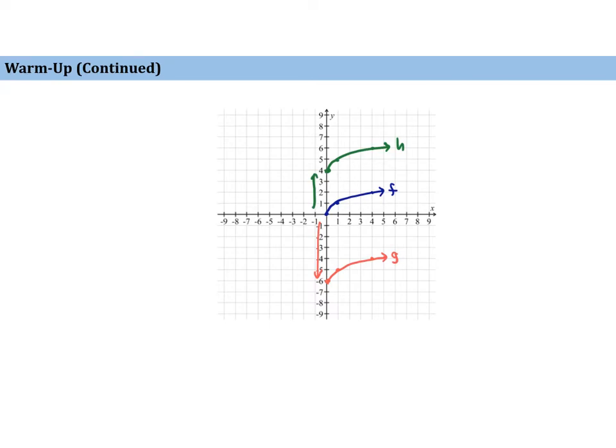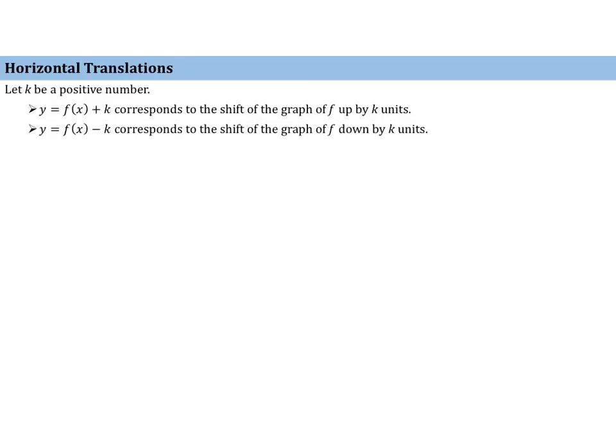So by adding or subtracting from our output, we have a vertical shift or vertical translation. And this time, if we're adding after we apply, that moves up k units, and a subtraction, we move down k units.